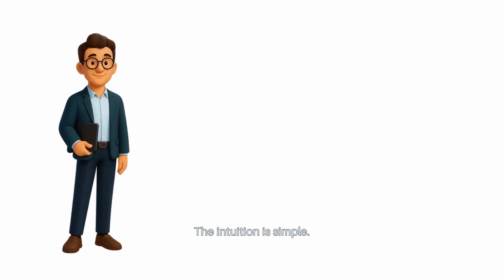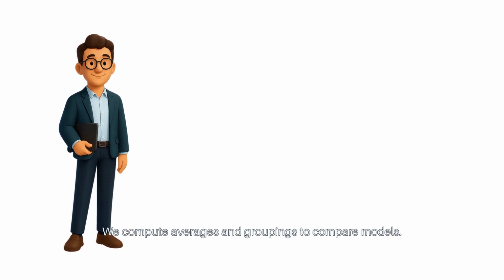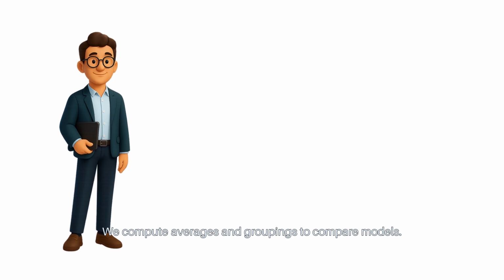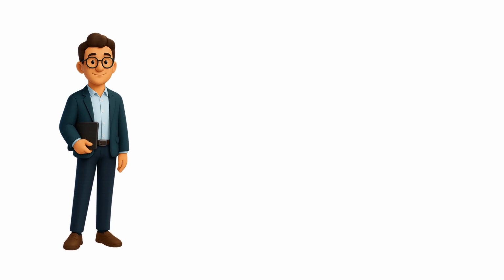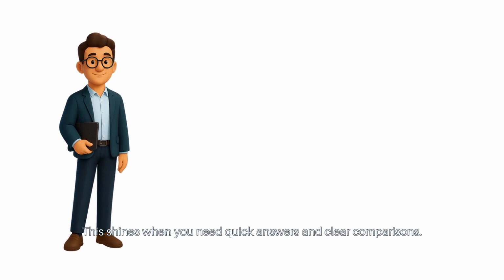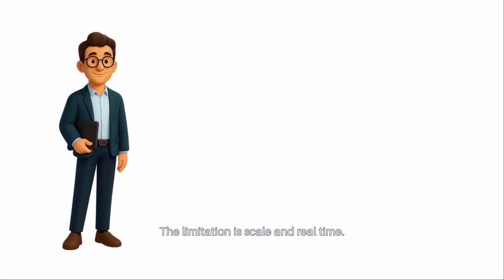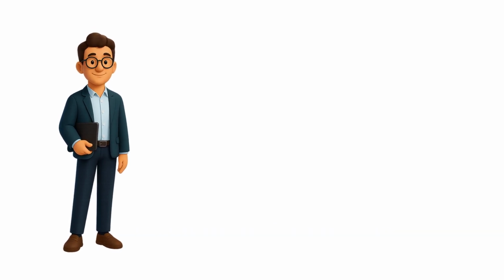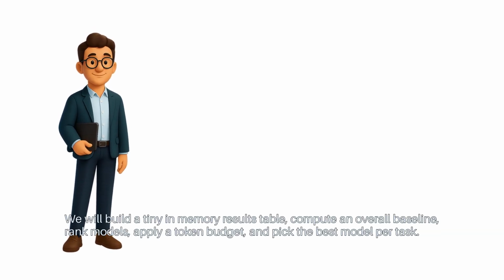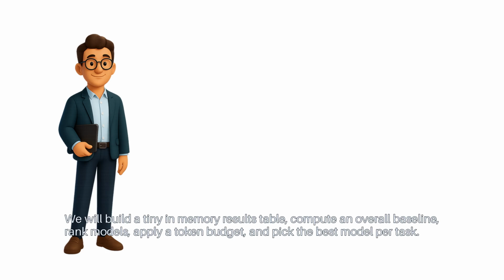The intuition is simple. We load rows into a table. We compute averages and groupings to compare models. We add a token budget to simulate real constraints. This shines when you need quick answers and clear comparisons. The limitation is scale and real time. For huge corpora, you swap to chunking or a database. We will build a tiny in-memory results table, compute an overall baseline, rank models, apply a token budget, and pick the best model per task.